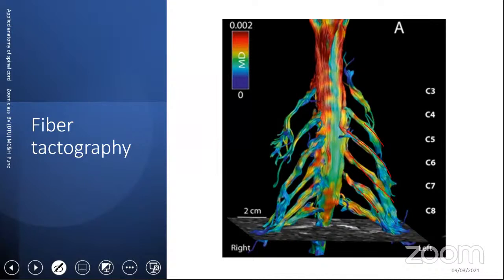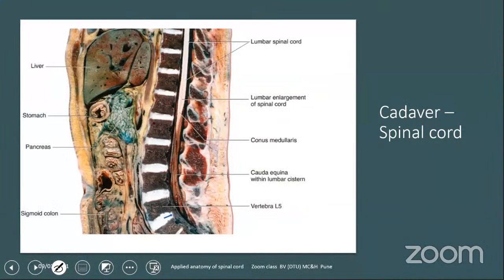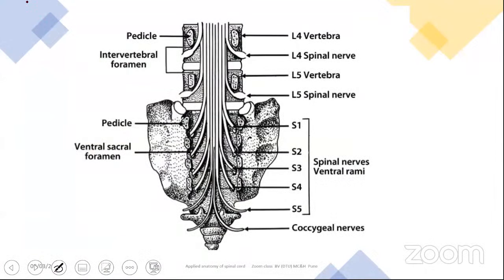So this is a cadaver of the spinal cord. You can see the terminal part of the spinal cord, which we learned is at the L1 to L2 level, called conus medullaris, below the lumbar enlargement of the spinal cord. And you can see the L5 vertebra here, and you can see the various abdominal organs, the liver, the stomach, in the sagittal cut of the cadaver section. So this is another depiction of the same, because this anatomy is very, very important. You will all have to learn this anatomy clearly.